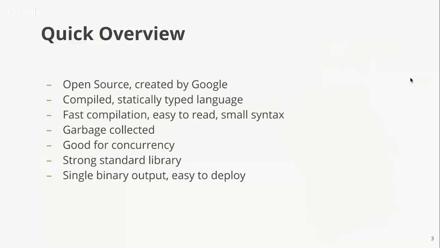When you compile a Go program, it outputs a single binary. What that means is that it's very easy to deploy. You just compile for the target machine, you copy the binary and run it. So much simpler a deployment cannot get.